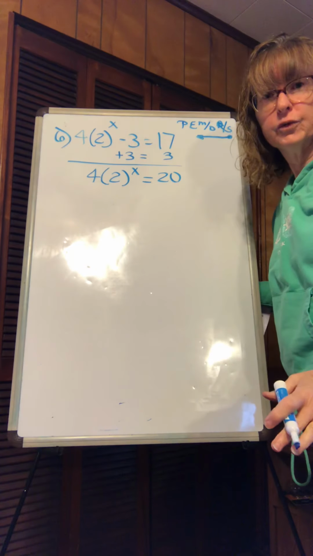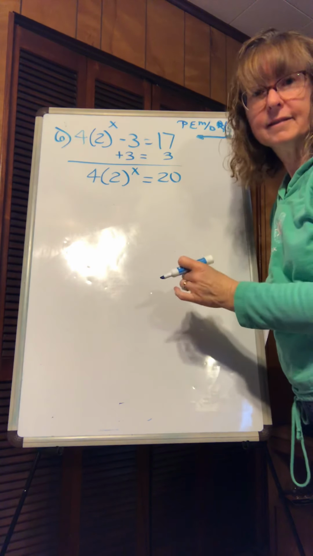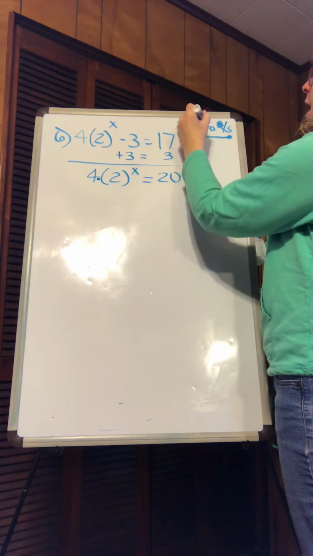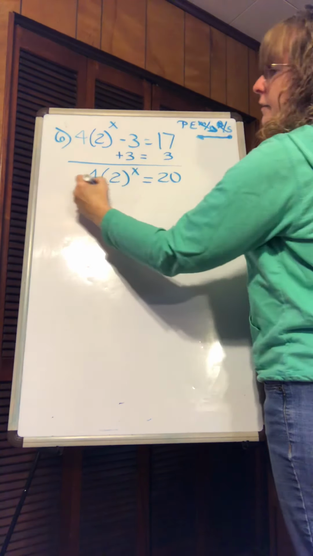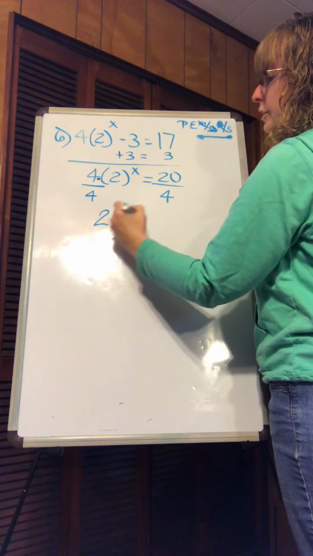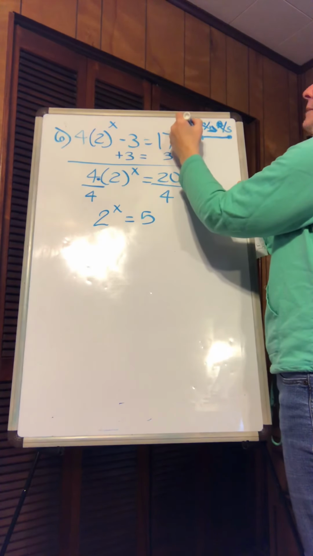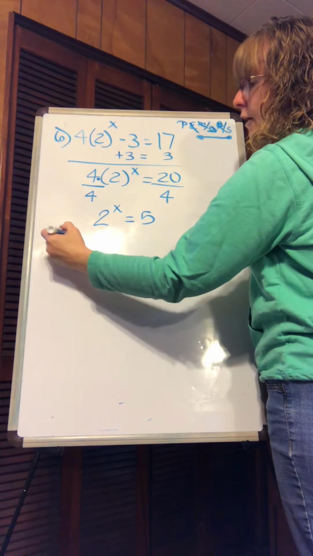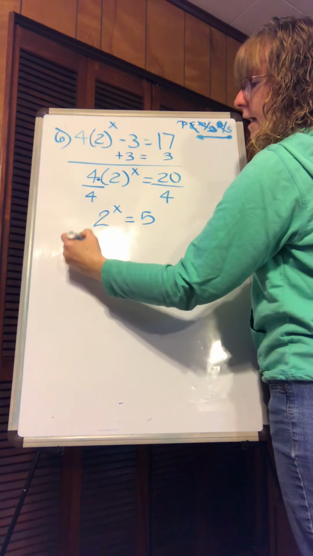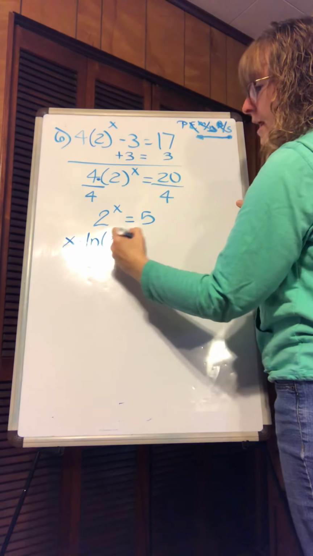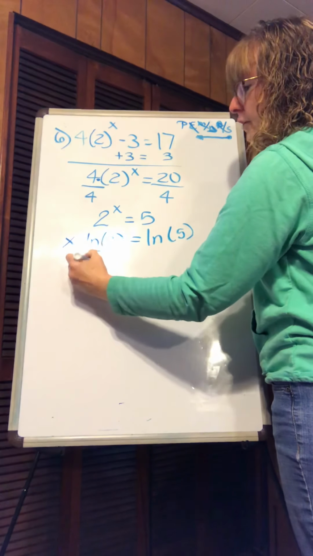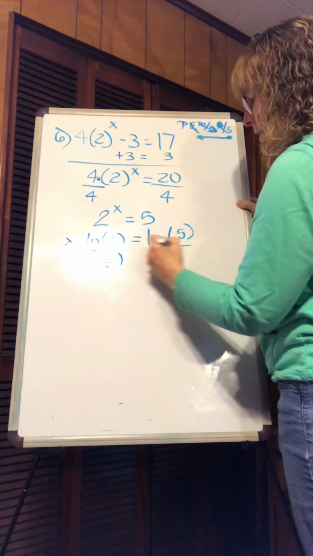Order of operations is a roadmap. Use it, you will be successful. Now I'm up to multiply, divide. Here's multiplication. I'm going to divide. Divide by 4. Now I have 2 to the x is equal to 5. Now I'm up to exponent. Get rid of exponents with the log. So power rule, x times the natural log of 2 is equal to the natural log of 5. I'm going to divide both sides by the natural log of 2.